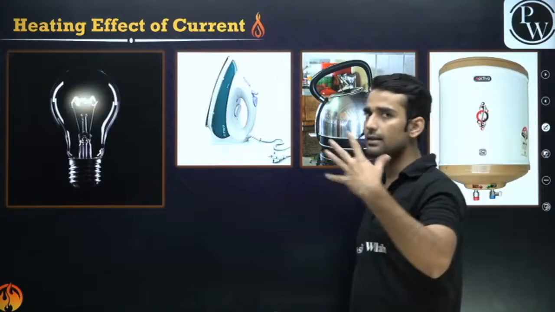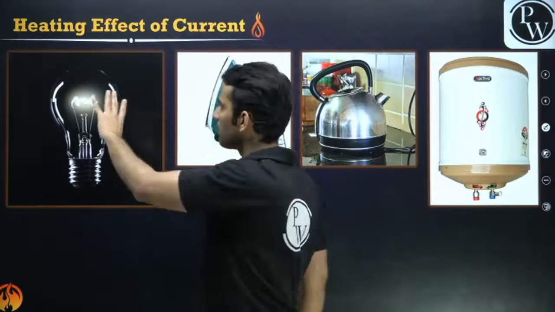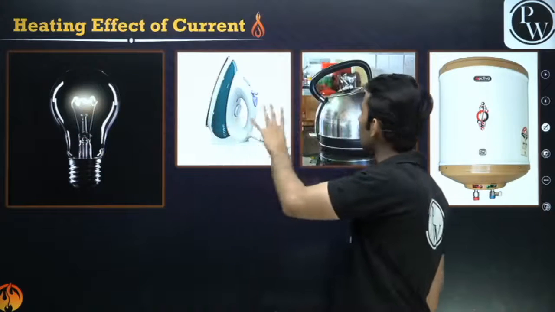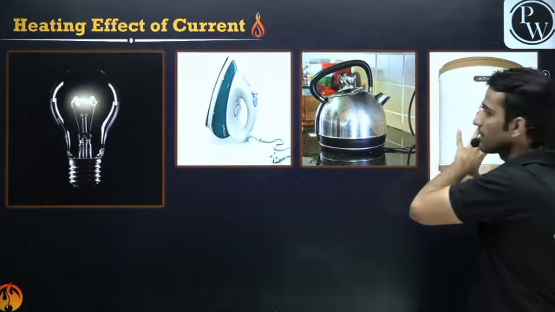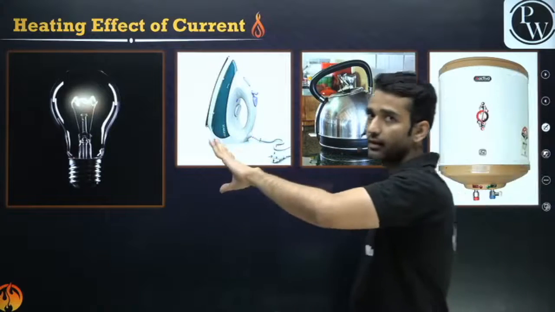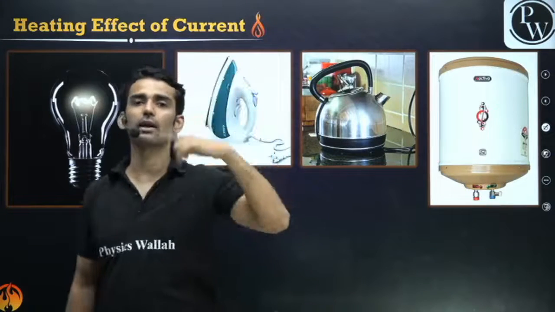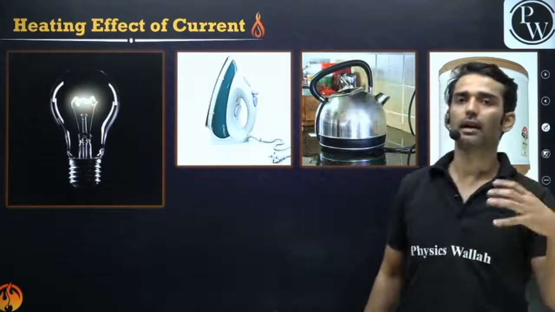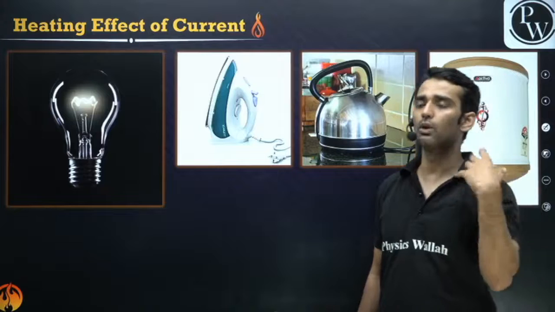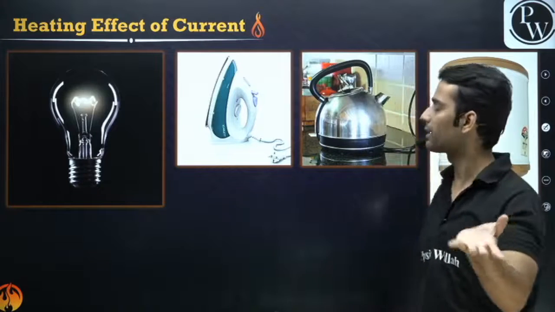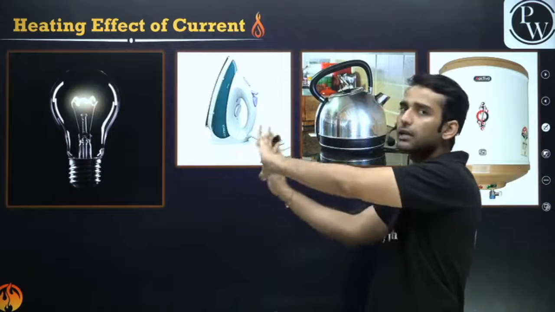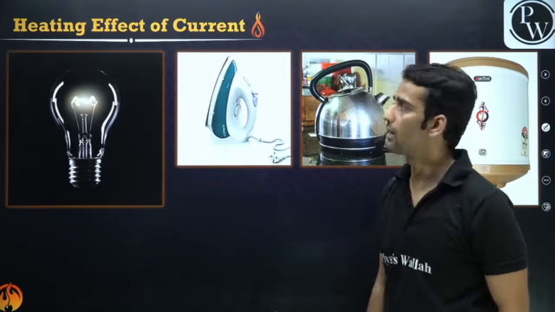So in certain cases we use the heating effect, like in a bulb, in an iron also, in an electric kettle, in a geyser we are using the heating effect. The current is flowing through an alloy, a nichrome alloy, right? Why alloy? Because it has higher resistivity. Higher resistivity means more heat will be there. These are the applications of the heating effect of electric current, right?